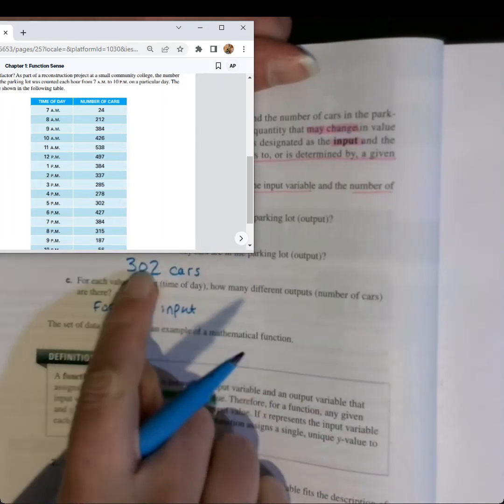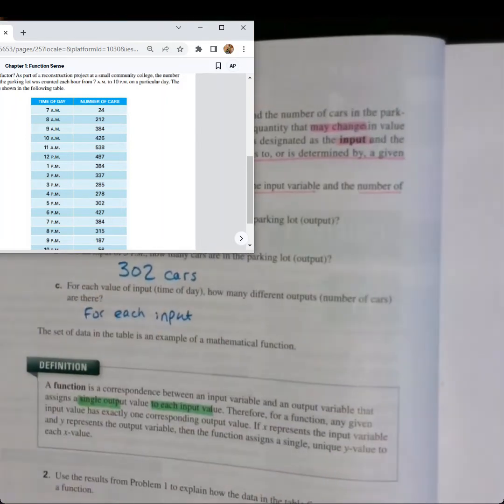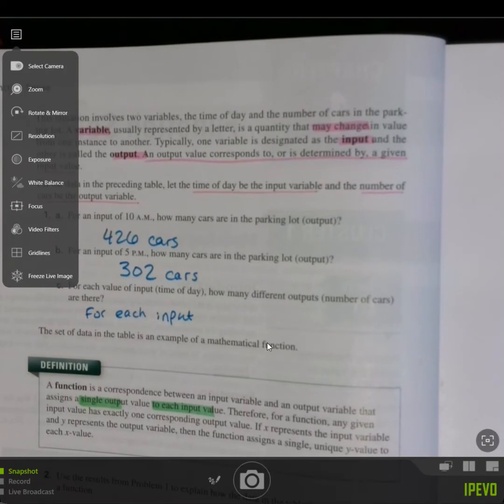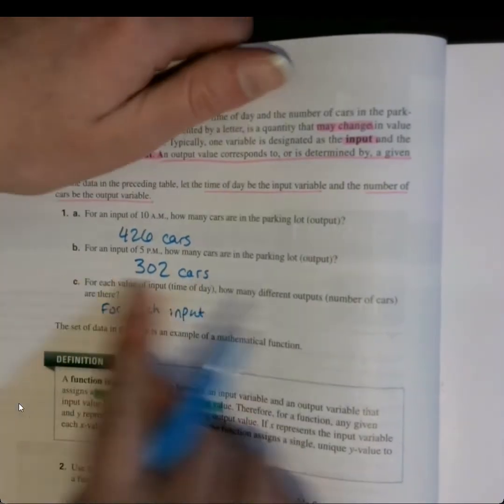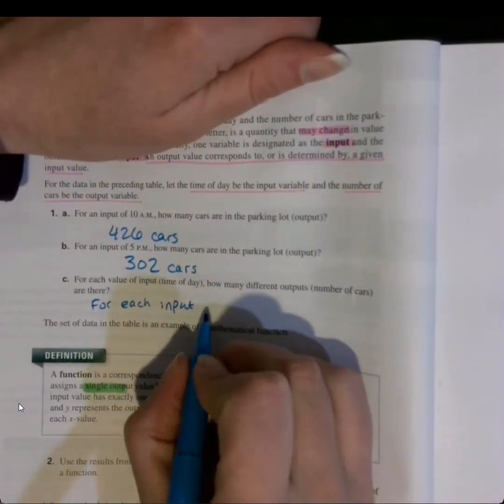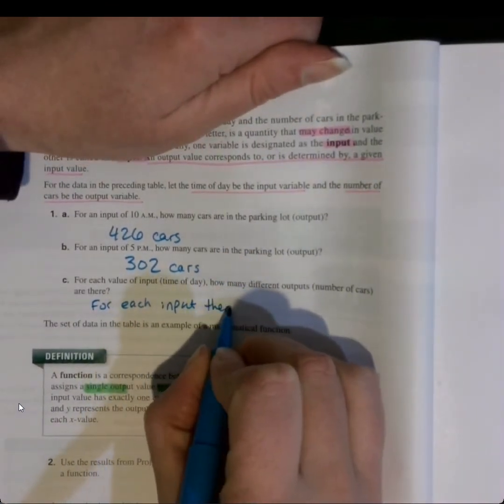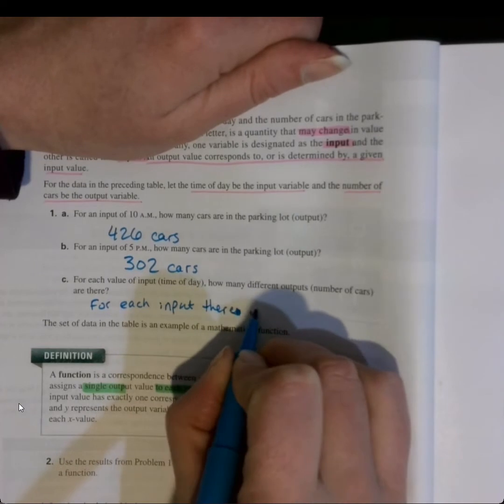So I didn't have an option for how many cars we were to answer for each of parts A and B. There was only one correct answer based on the table. There's only one answer, whatever it happens to be. So for each input, there is one output.